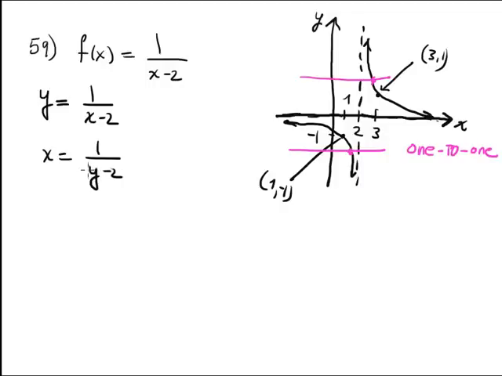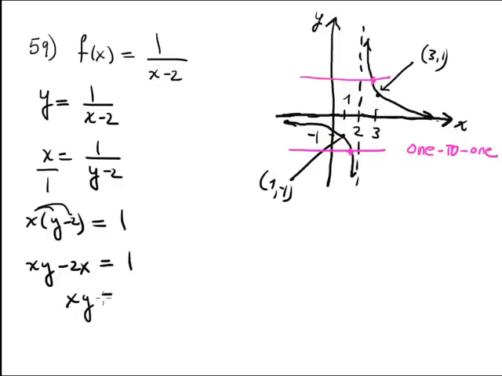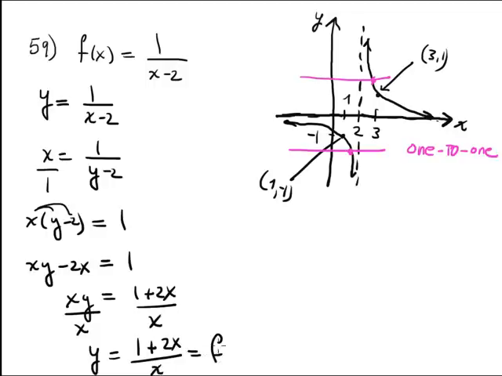After that, solve for y using cross multiplication. Suppose there's a 1 here: you multiply x times y minus 2, and 1 times 1 is 1. Now distributing: xy minus 2x equals 1. xy is equal to 1 plus 2x, divided by x on both sides. y is equal to 1 plus 2x over x, and this is the inverse function.